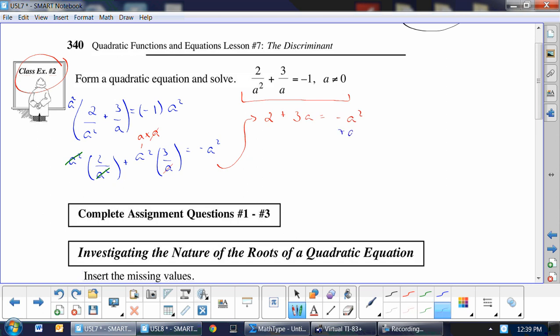And then we can move it all to one side by adding a squared to both. We'll get a squared plus 3a plus 2 is equal to 0. And then it's just an easy factoring problem. So we can go like a plus 2 multiplied by a plus 1. And so we know our roots are negative 2 and negative 1.